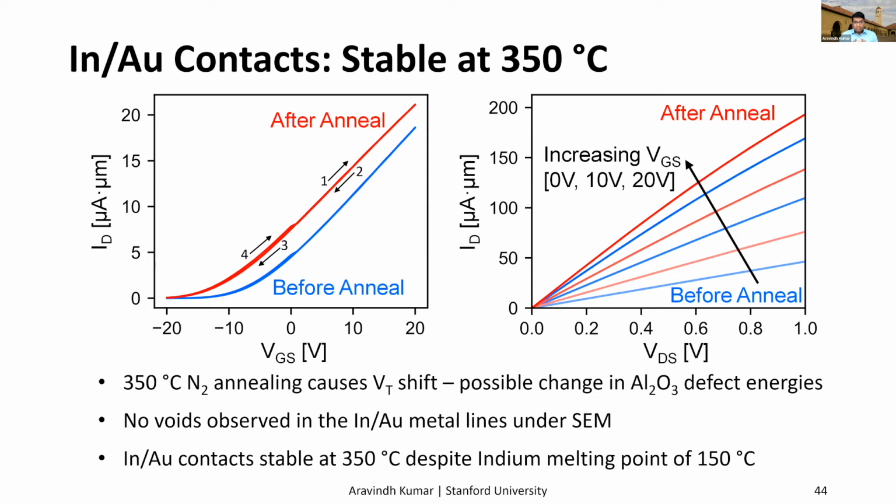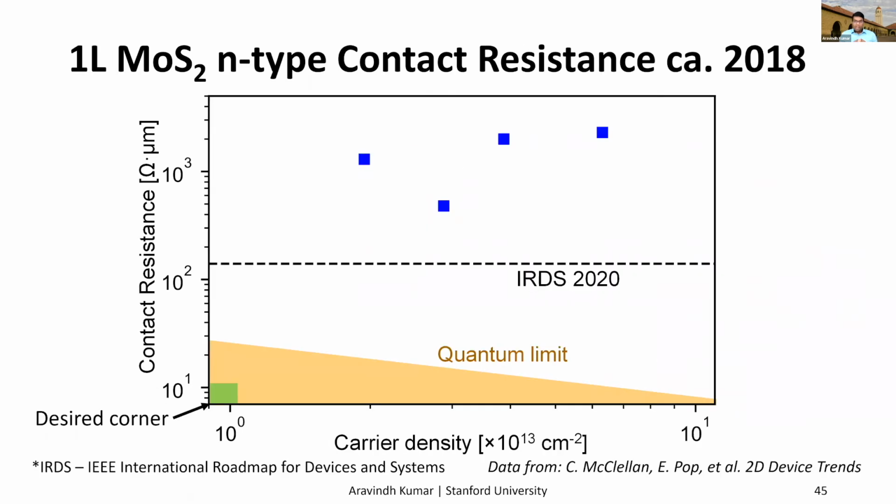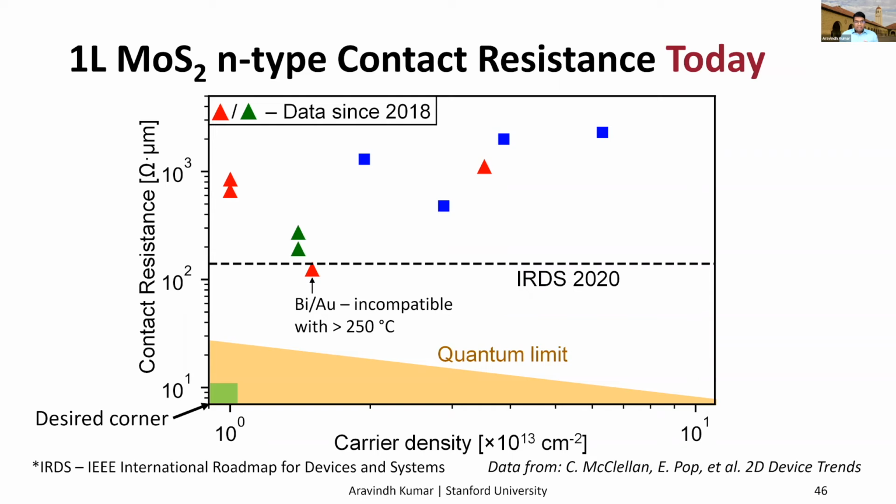When looking at these metal lines in SEM, we saw no voids or any changes in the morphology of the metal electrode lines. So alloying does make these contacts stable at 350 Celsius, even though the indium melting point is just 150C. So back to this slide, this is how the landscape of contacts to monolayer MoS2 looked like in 2018. And today we have almost bridged the gap.